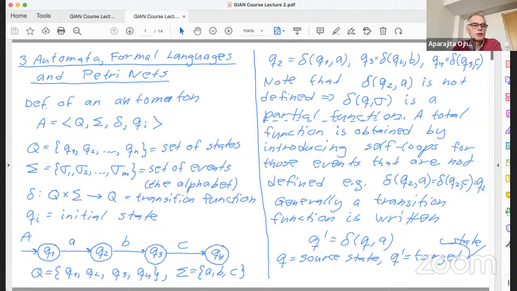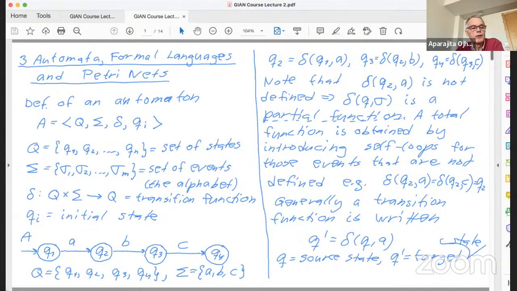As an alternative to a transition function, you can also introduce a transition relation, which is a bit more general. And in that case, you have a tuple including three elements: the source state, the event, and the target state. So that's an element in the relation including Q cross sigma cross Q. And this is a common way to define what we call non-deterministic automata.